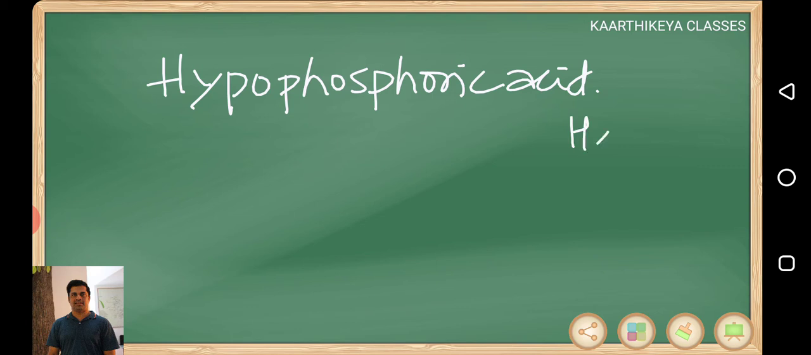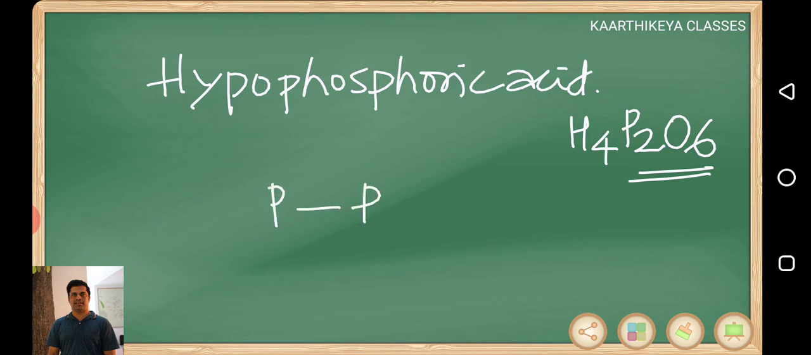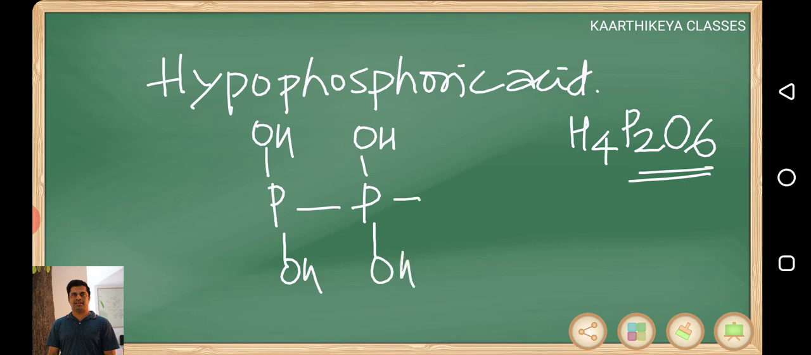Formula is H4P2O6. So in the previous one, we were writing in the acid series H4P2O5, where the POP linkage was there. Now there is no POP linkage, the rest is same. One OH group, OH group, this is double bond O and this is double bond O.